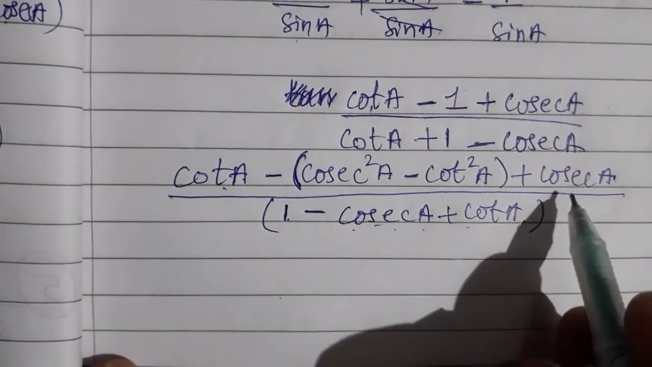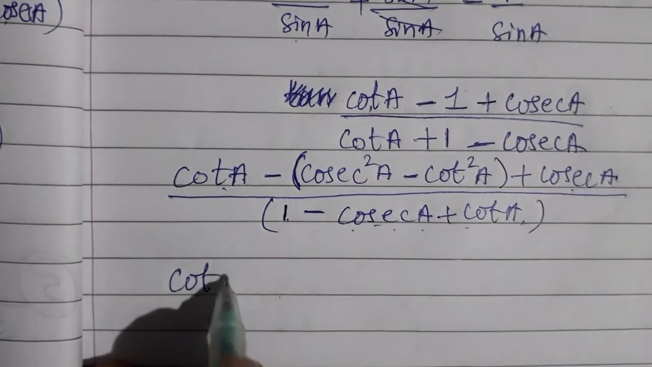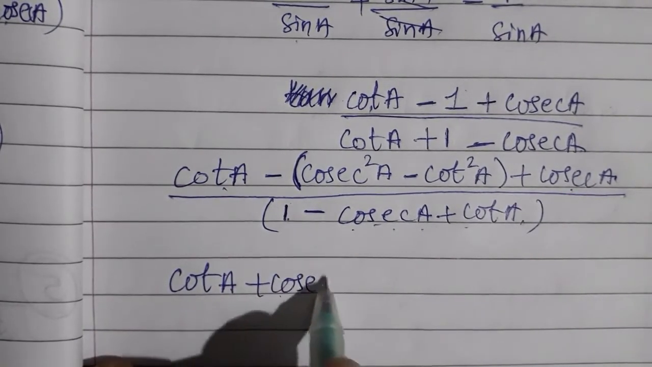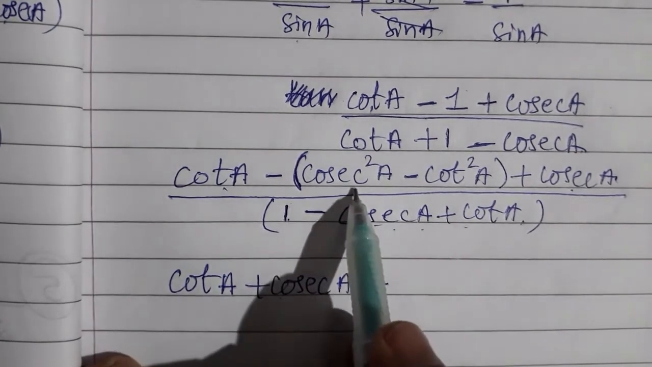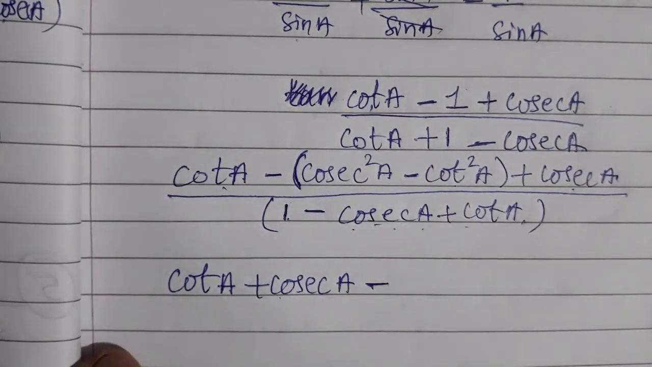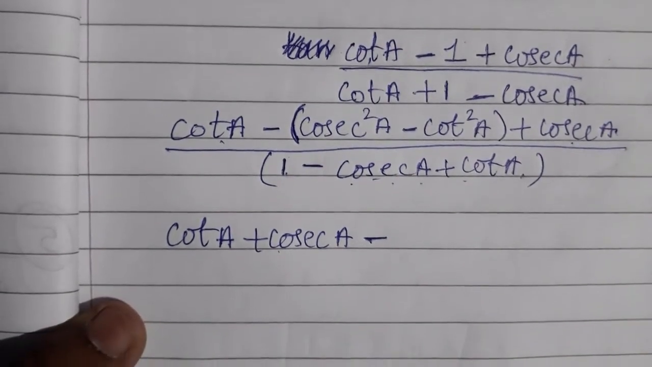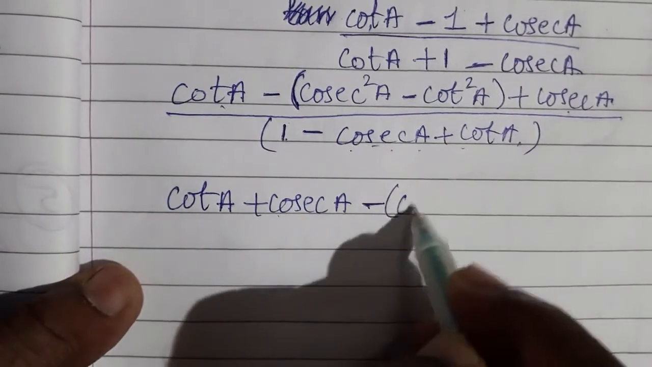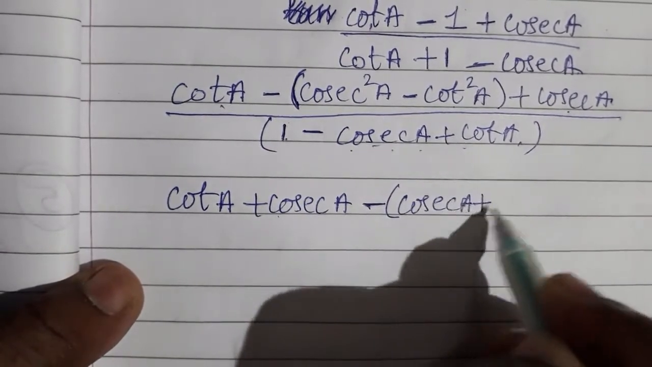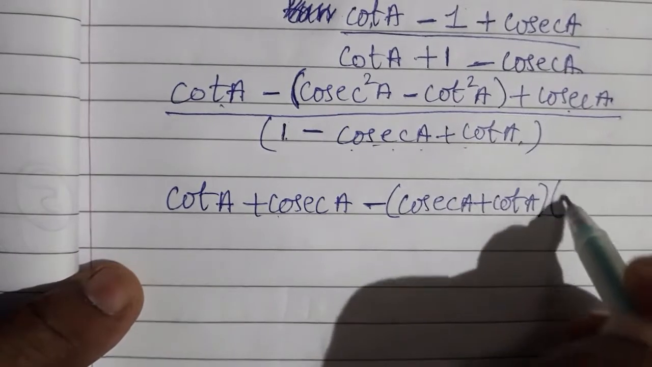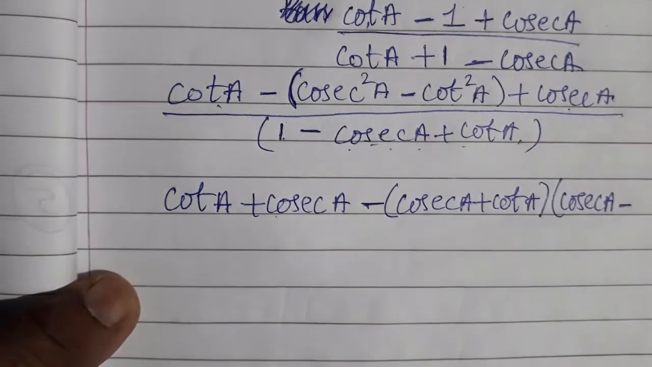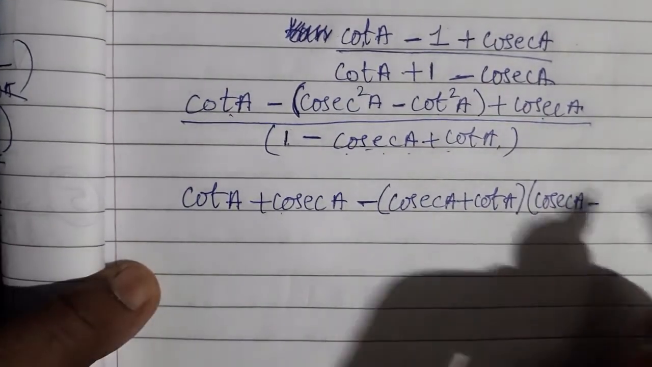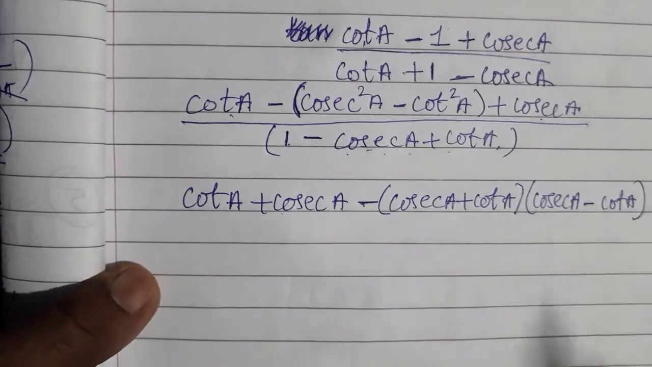This cot A and cosec A, I will write it together. Cot A plus cosec A. Okay. Cot A plus cosec A. Now minus. Here I can definitely use the a square minus b square formula. What is a square minus b square? A plus b into a minus b. So what can I write? Cosec A plus cot A into cosec A minus cot A, close the bracket.